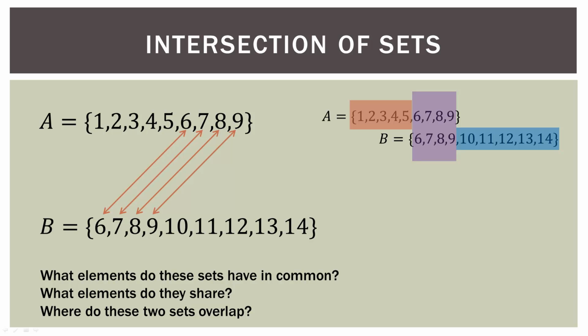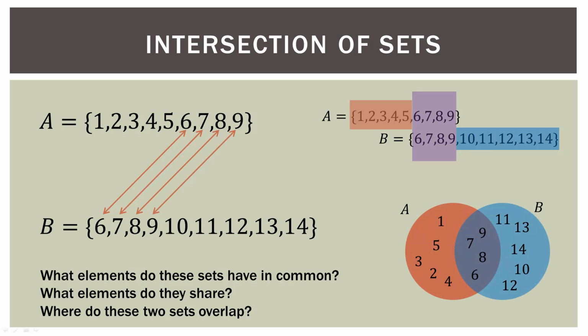Now, if we actually put this in a Venn diagram, it looks like this. As you can see in the middle, we have 6, 7, 8, and 9. In the area that's only A, the very dark orange part, we have 1, 2, 3, 4, and 5, just like our graph above it. And then over on the right, we have the numbers 10, 11, 12, 13, and 14 in the pure blue.